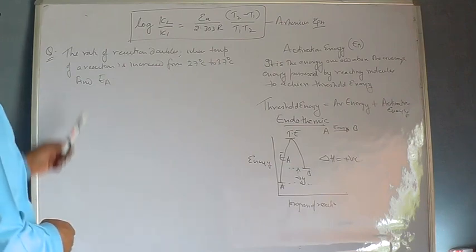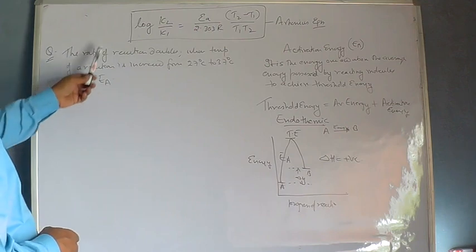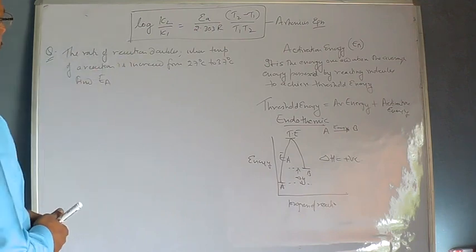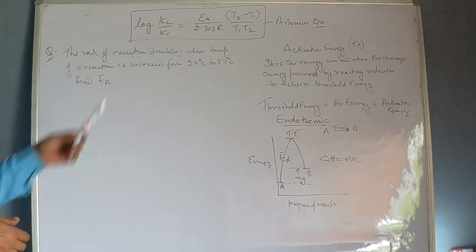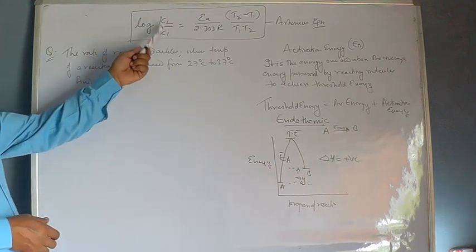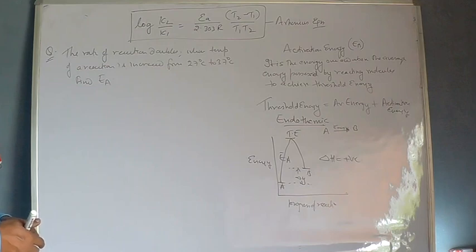Class, the question simply says the rate of reaction doubles. It never says rate constant doubles. But in the equation, what do we have to write? We have to write rate constant here. So we'll have to do some initial work.